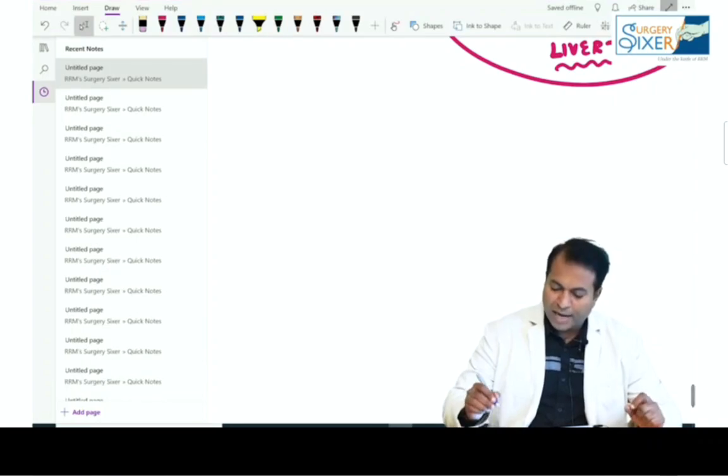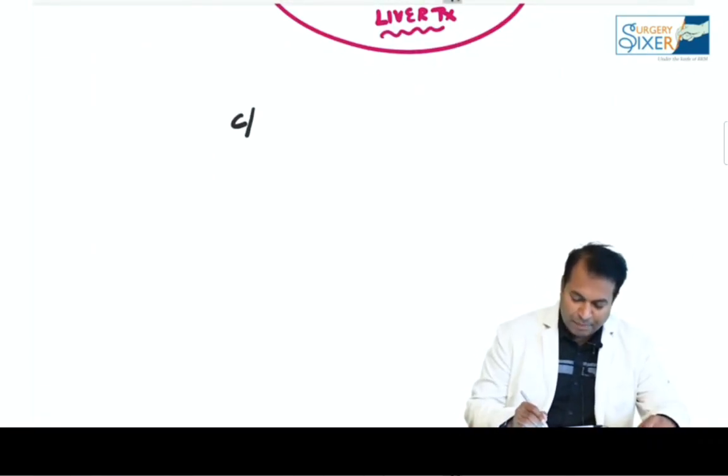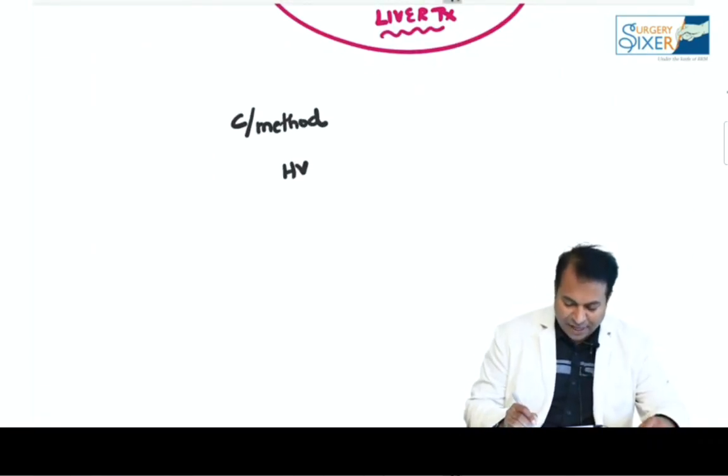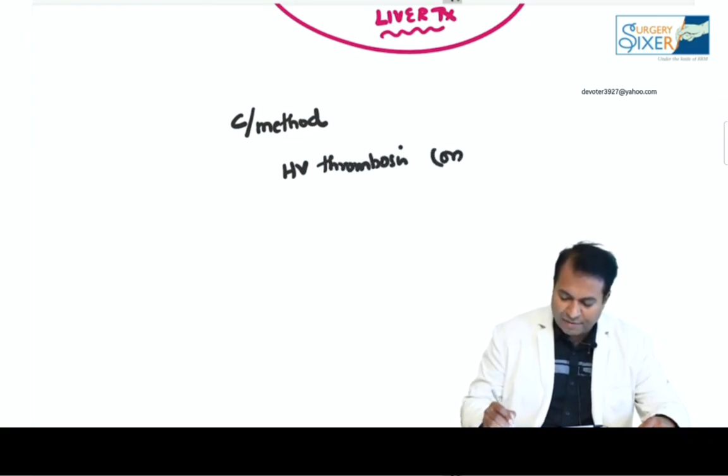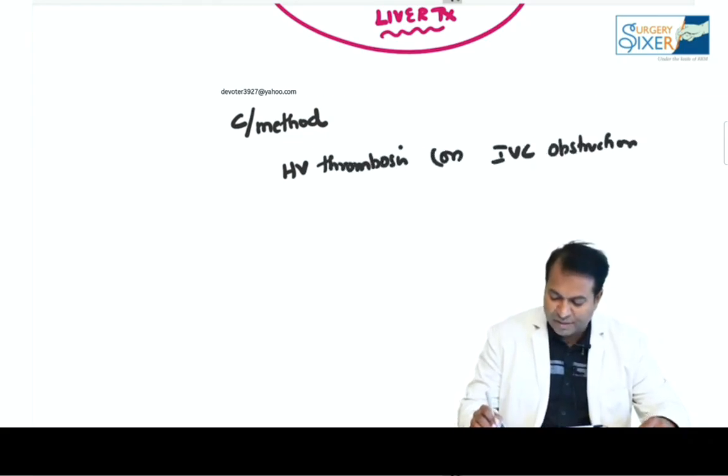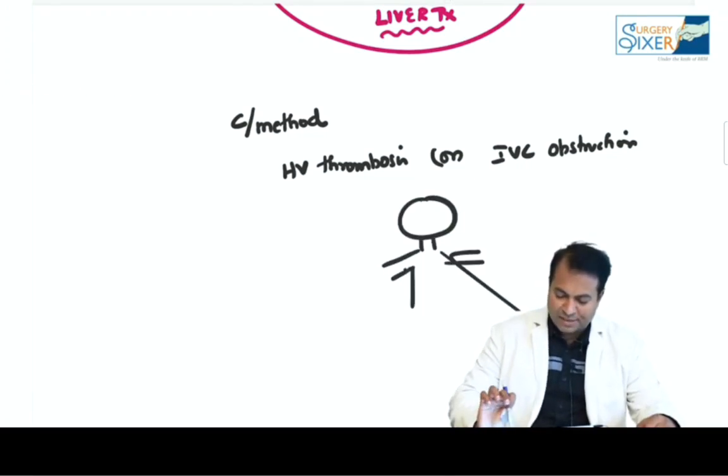In Budd-Chiari syndrome, can you clinically differentiate? I'm just asking one clinical question. What is the clinical method to differentiate whether it is hepatic vein thrombus alone or IVC obstruction? Can we clinically find this from the patient? By just seeing the patient, can we find it out? I'm going to show you one image of this. Yes, you can easily find out.